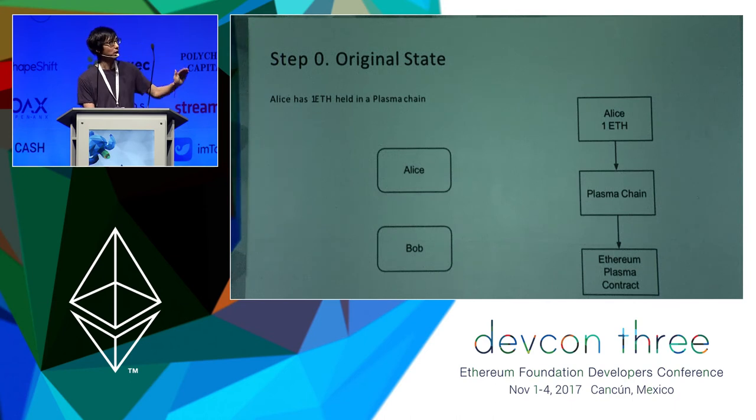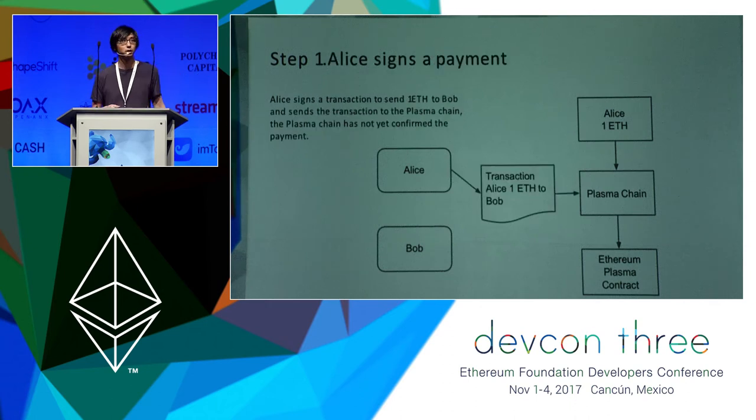There's Alice, there's Bob, this is the chain, and that's sort of the state, so that's the third thing I was talking about. Alice has one ETH, the Plasma chain is there, and then Ethereum on the base layer, which periodically gets commitments and exits and deposits. So Alice signs a payment, which is very similar to how Ethereum works.